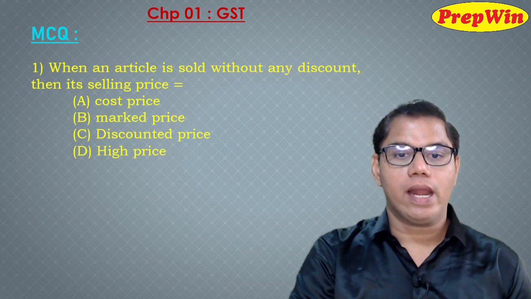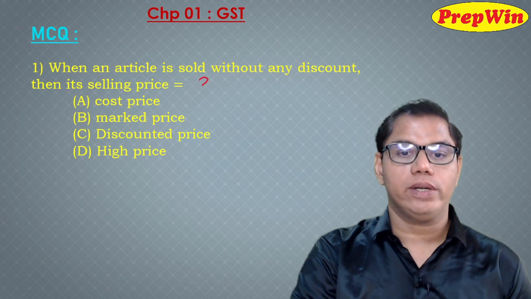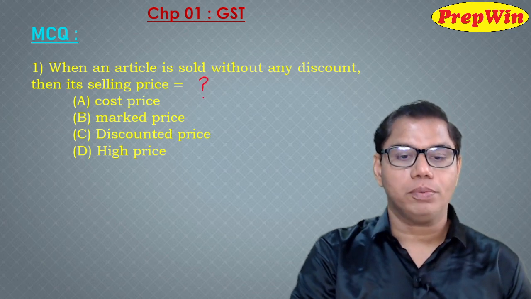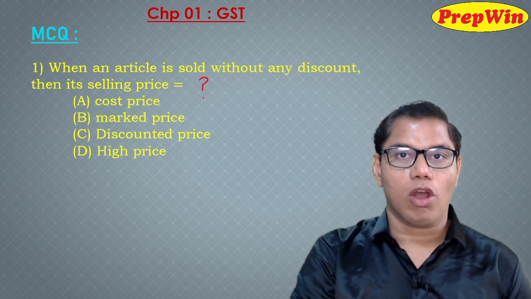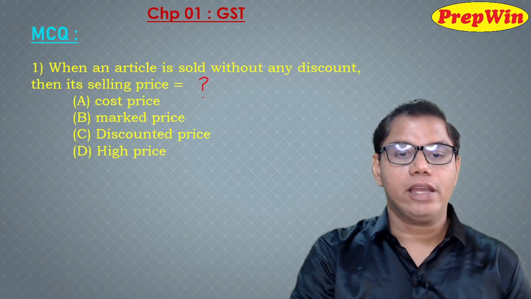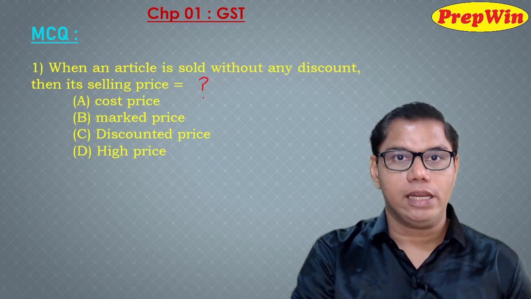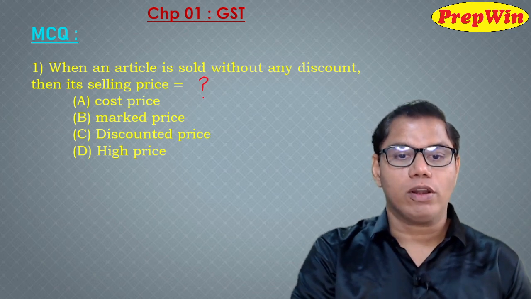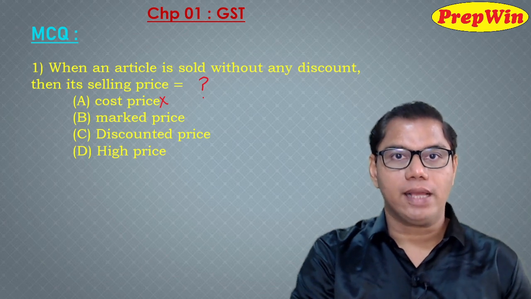It states that when an article is sold without any discount, then its selling price is equal to dash. So we have 4 options. Now we will read this question carefully. It says that the shopkeeper has not offered any discount, or the discount is 0 rupees. So we'll first try to eliminate the answers. Can it be equal to cost price? It is not said that the shopkeeper is not making any profit. So cost price cannot be the answer.